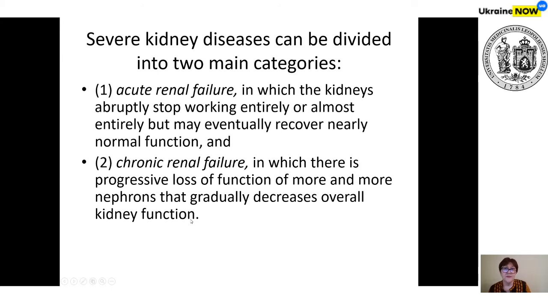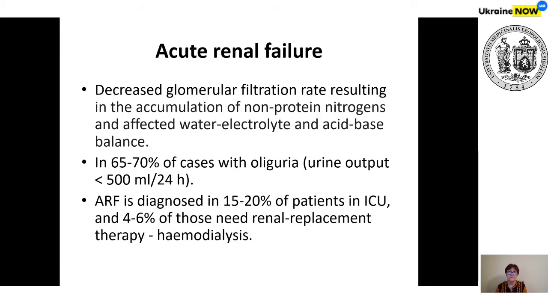Here you can see the classes of diuretics, their mechanisms of action, and the tubular site of action. So, severe kidney diseases can be divided into two main categories. Acute renal failure, in which the kidneys abruptly stop working entirely or almost entirely, but may eventually recover nearly normal function, and chronic renal failure, in which there is progressive loss of function of more and more nephrons that gradually decreases overall kidney function.